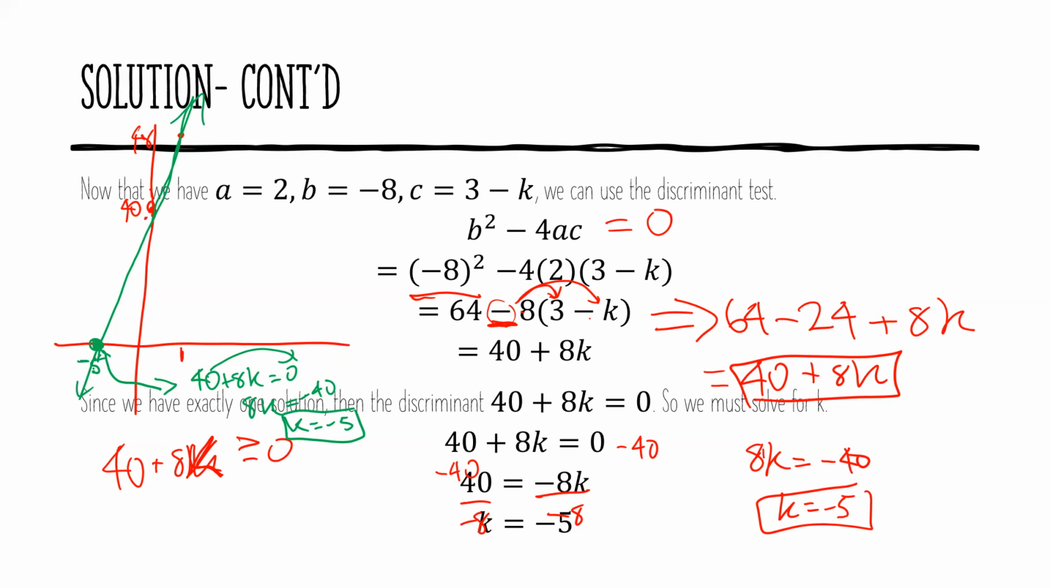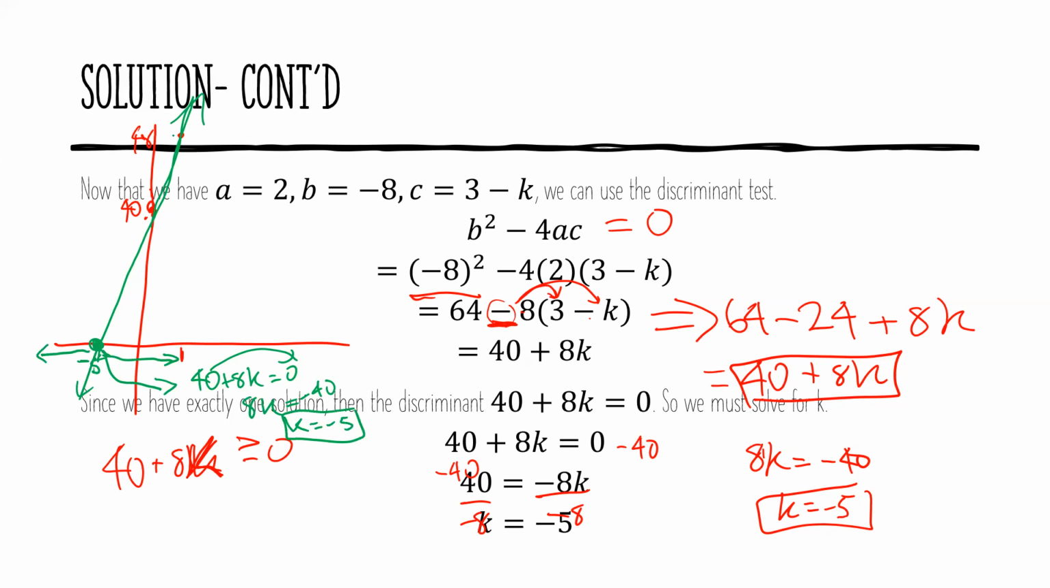So if the question had asked you, when are you going to have exactly two solutions? Well, I'm going to have exactly two solutions when k is greater than negative 5. And I'm going to have no solutions when k is less than negative 5. So that's really what we're looking at, right? When the discriminant is equal to 0, you're just trying to figure out when does that discriminant hit the x-axis. And that's all you're looking at. You're looking at the x-intercepts.